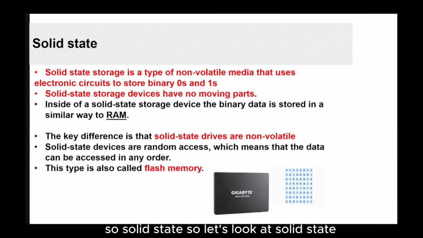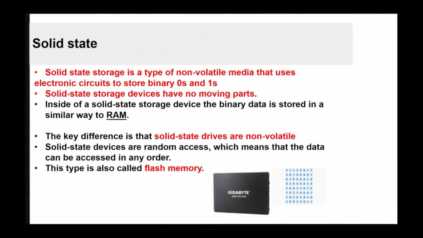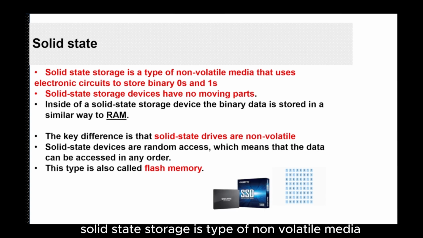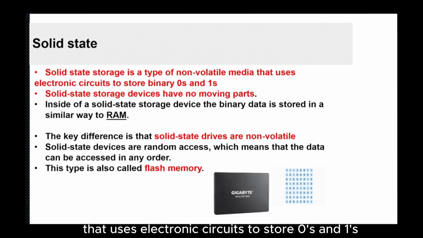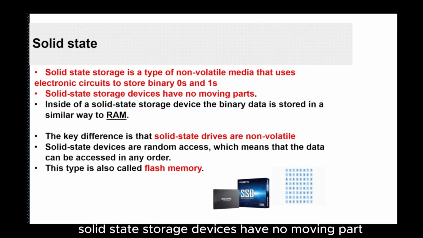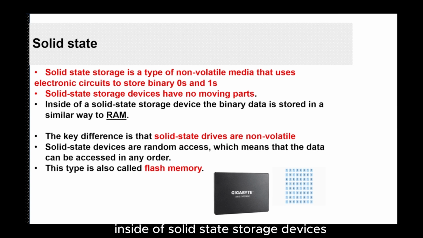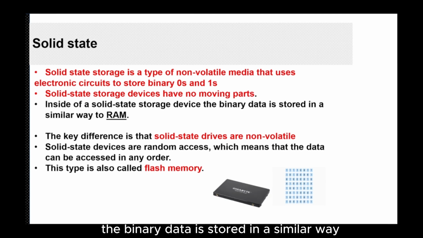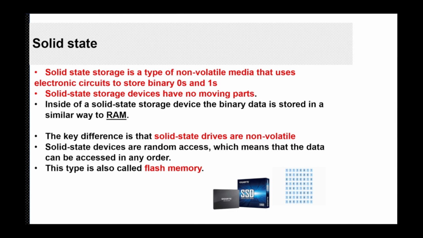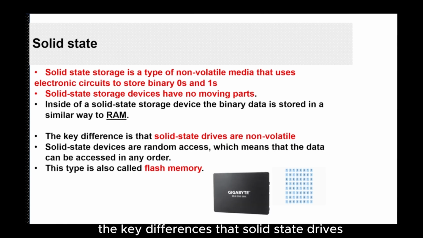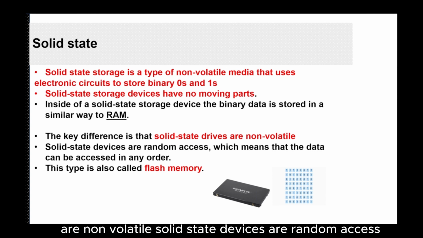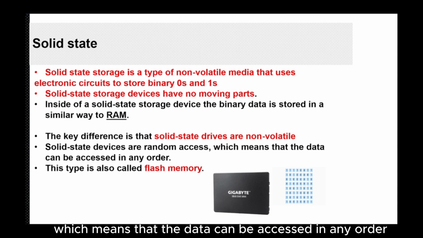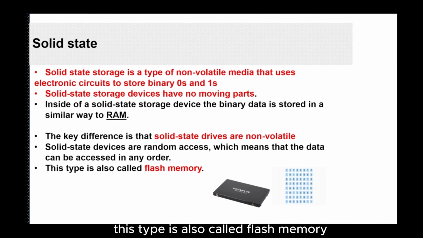So, let's look at solid state. Solid state storage is a type of non-volatile media that uses electronic circuits to store zeros and ones. Solid state storage devices have no moving parts. Inside solid state storage devices, the binary data is stored in a similar way to RAM. The key difference is that solid state drives are non-volatile. Solid state devices are random access, which means that the data can be accessed in any order. This type is also called flash memory.